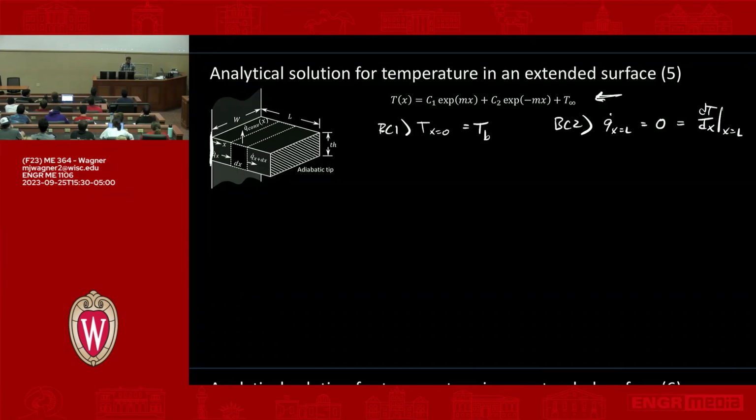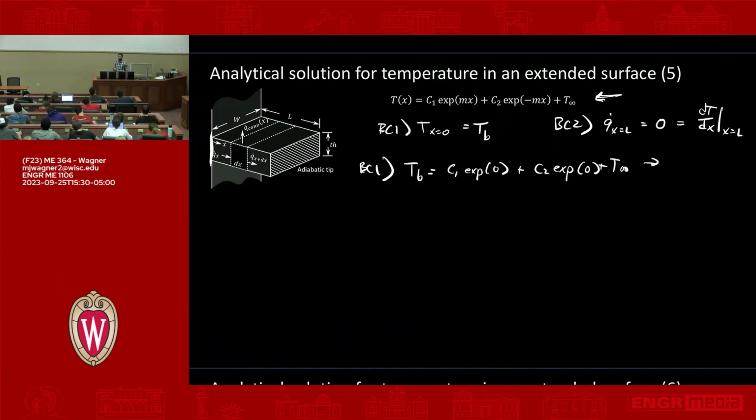Okay, so let's implement these. Boundary condition 1: we're saying T_B is equal to, plugging in T at x equals 0, C1 exponential of 0 plus C2 exponential of 0 plus T infinity. Exponential of 0 is 1, so that yields T_B is equal to C1 plus C2 plus T infinity. That's our first equation from the boundary conditions.